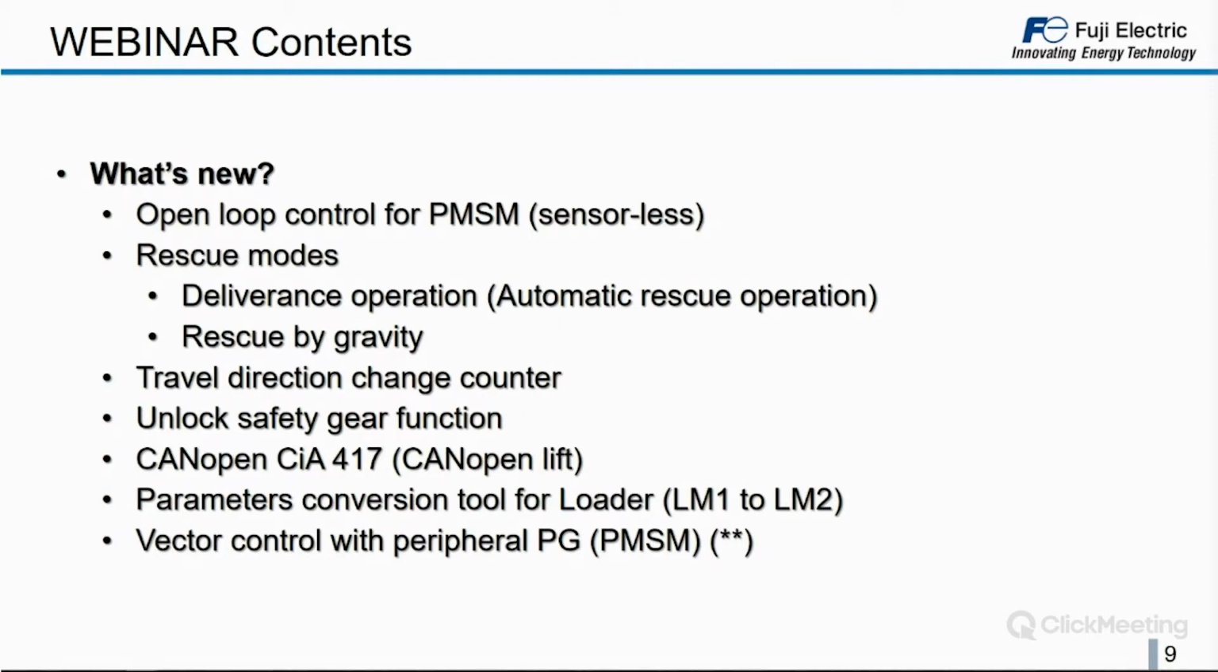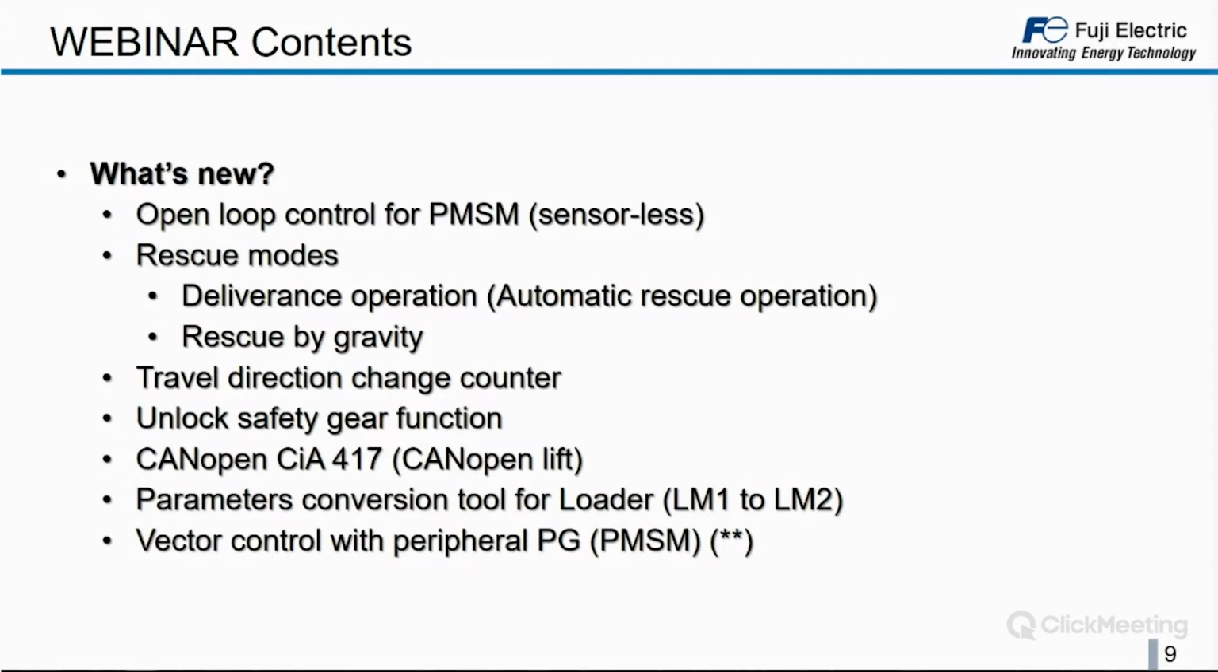We are going to tell you what's going on in those new functions. Then the travel direction change counter, which is one of the certified functions we have. Unlock safety gear function. CAN open CiA 417, also known in the market as CANopen Lift. Then we are going to introduce a new function we have developed here in Europe, which is a conversion tool to transfer parameters from LM1 to LM2. So through the LM1 loader software, the LM2 loader software, and an additional Excel tool, we can transfer parameters from LM1 to LM2 in case of retrofit.